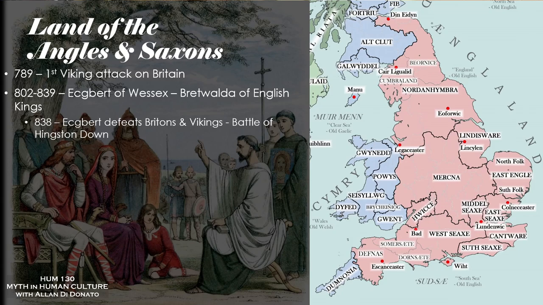Between 802 and 839, this is the reign of King Egbert of Wessex. He was the Bretwalla of the English kings, basically kind of the overlord of the English kings. And it's really through him and his sons and grandsons that you have more of a unification of the Anglo-Saxons.